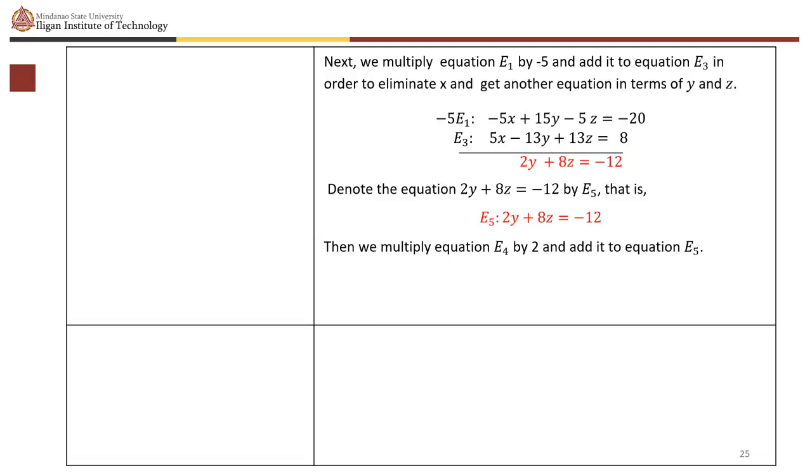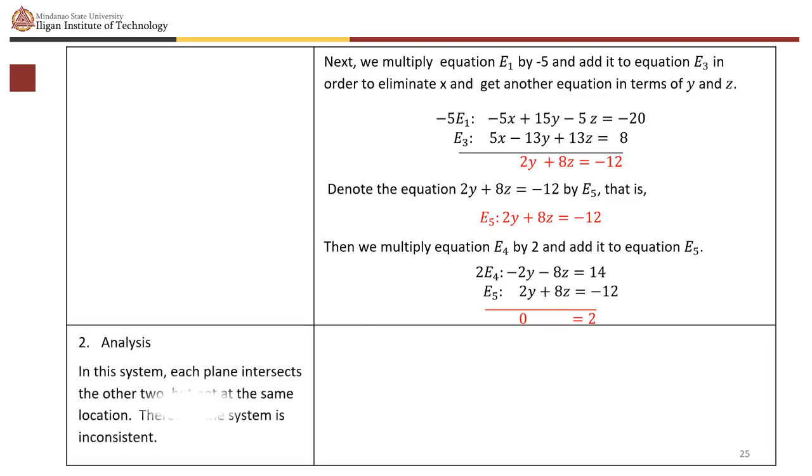Then we multiply equation e sub 4 by 2 and add it to equation e sub 5. So we have it here, twice of e sub 4, since our e sub 4 earlier was solved to be negative y and negative 4z equals 7. We now have twice of e sub 4 will give us minus 2y minus 8z equals 14. And then our e sub 5 is 2y plus 8z equals negative 12. So when we add them, we come up with the following. 0 equals 2. What does it mean?